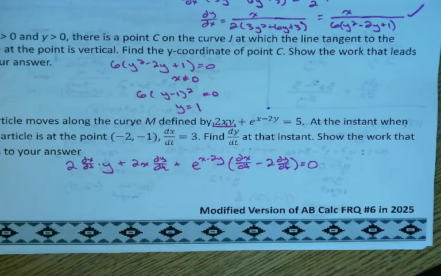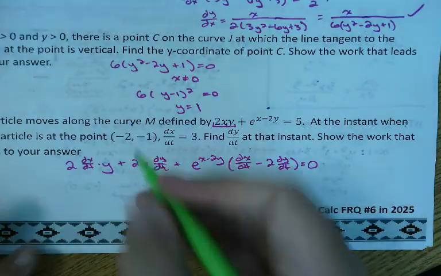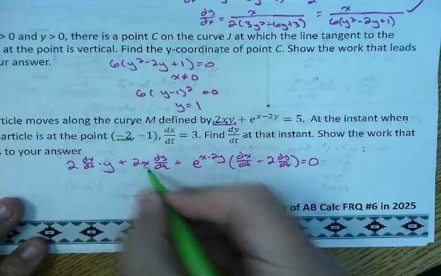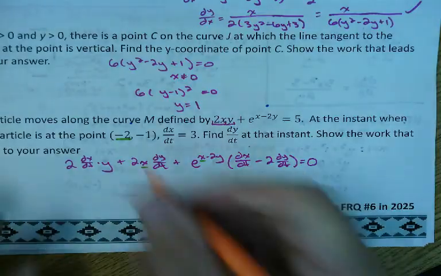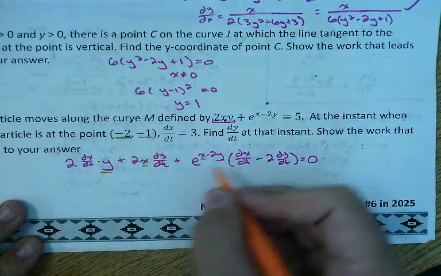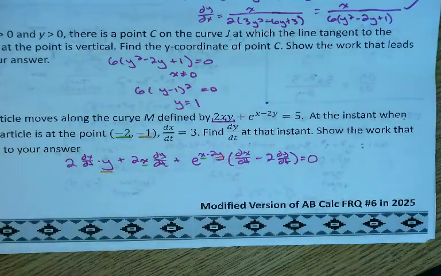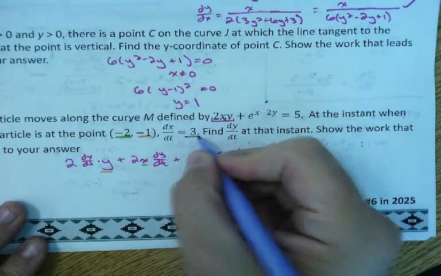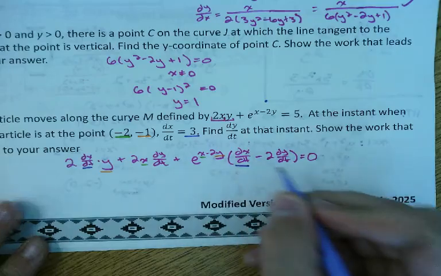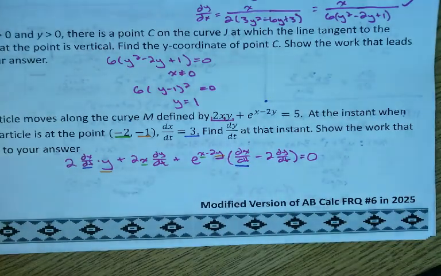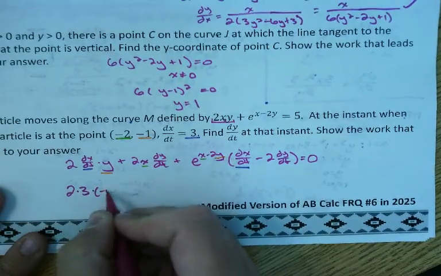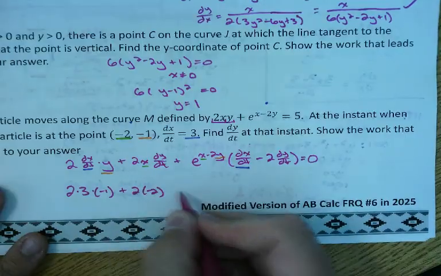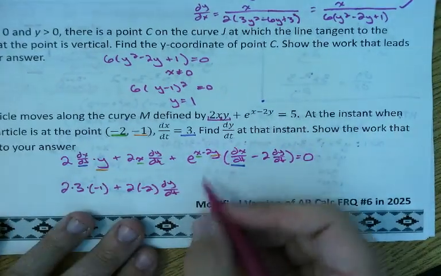I have everything. I'm ready to substitute everything in. So I'm going to replace every single x with a -2. I think that's all for those x's. For every single y, I'm going to replace that with a -1. And then for every single dx dt, I'm replacing that with a 3. And then I'll go ahead and solve for dy dt. Sound good? All right, so this first term becomes 2 times 3 times -1 plus 2 times -2. I'll still have a dy dt. I'll solve for that momentarily.